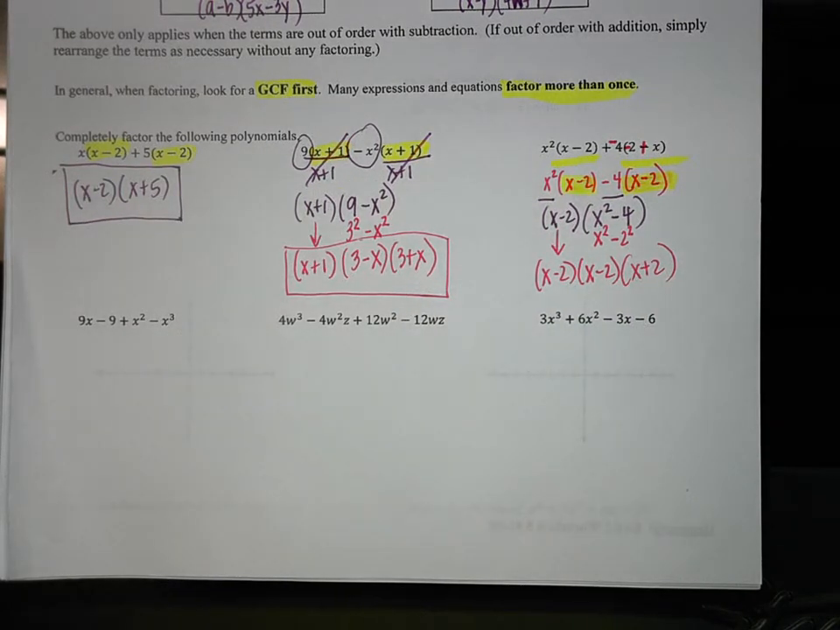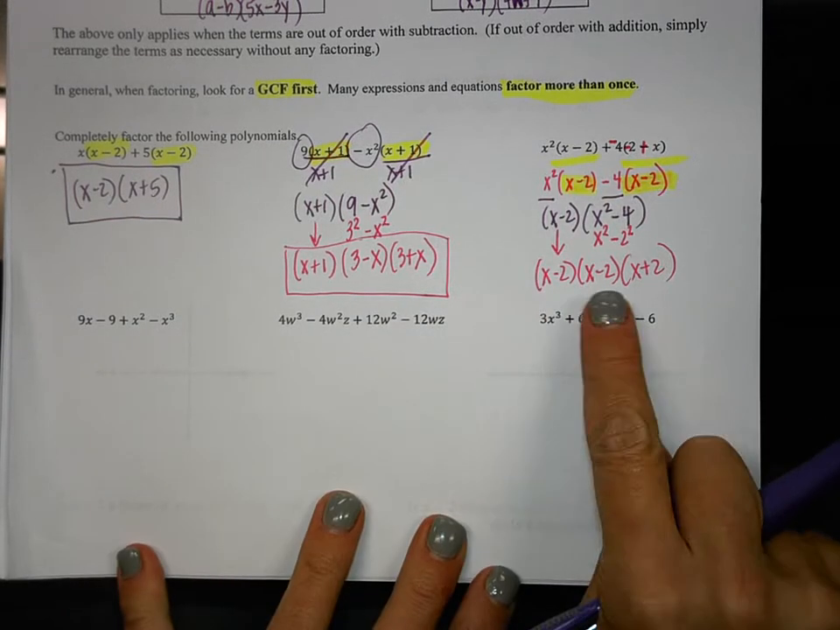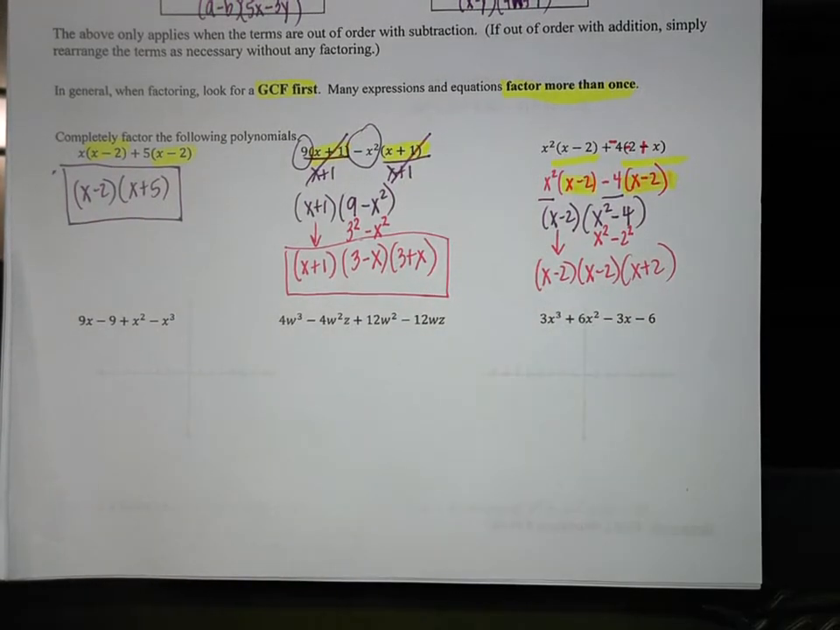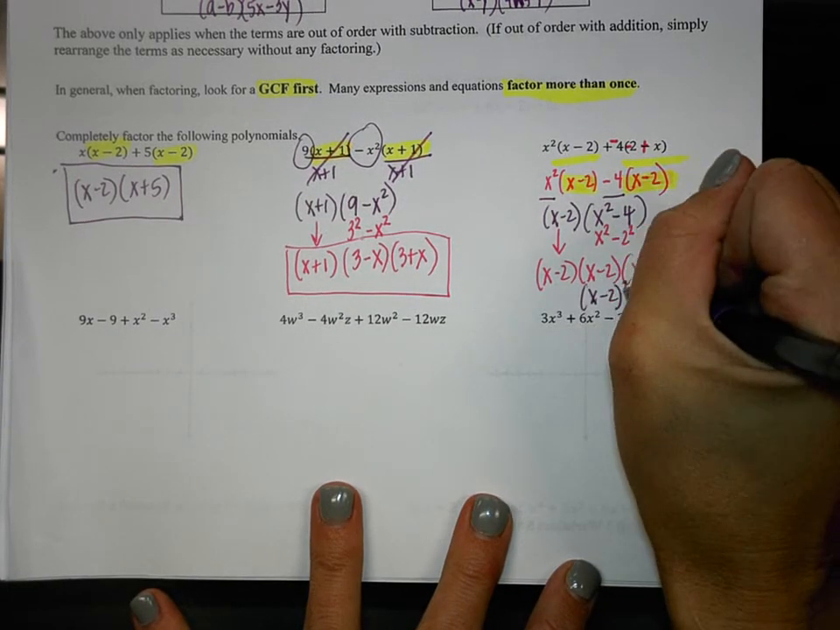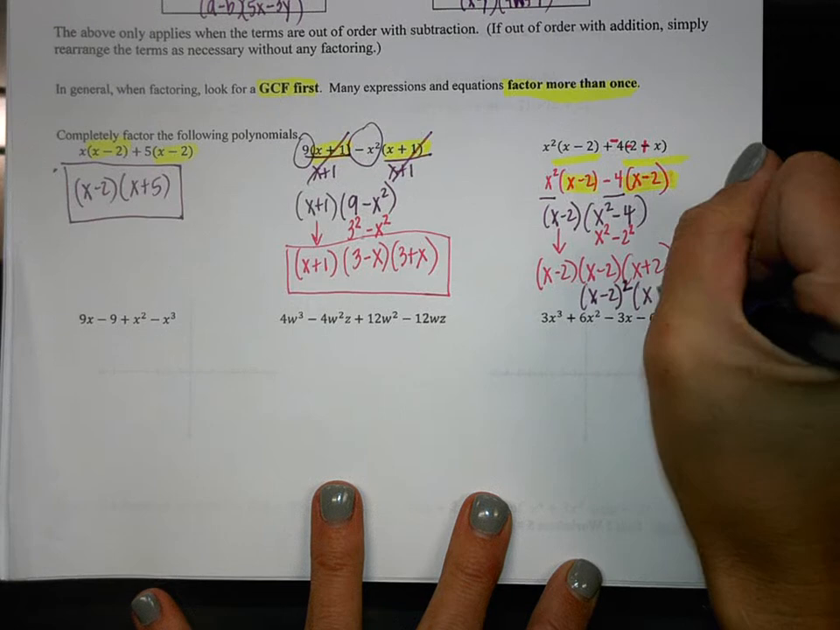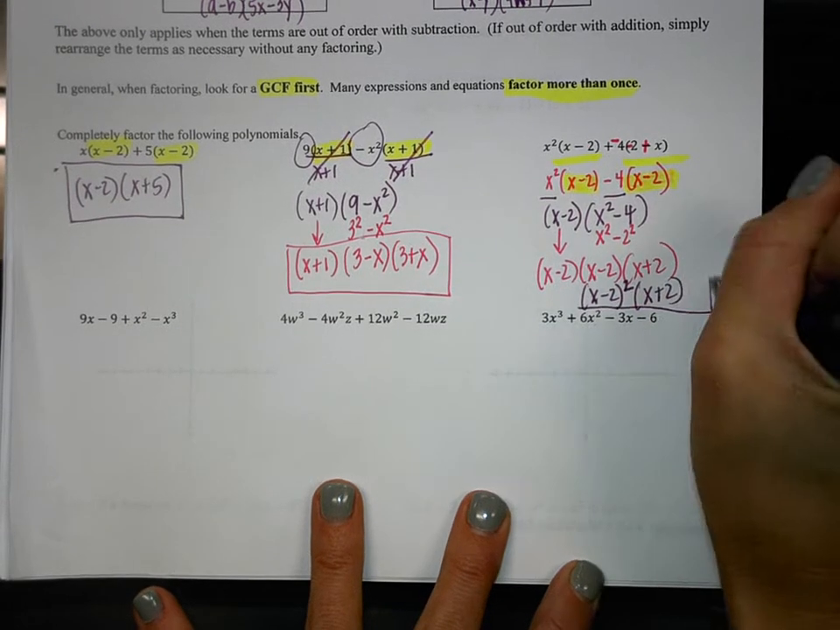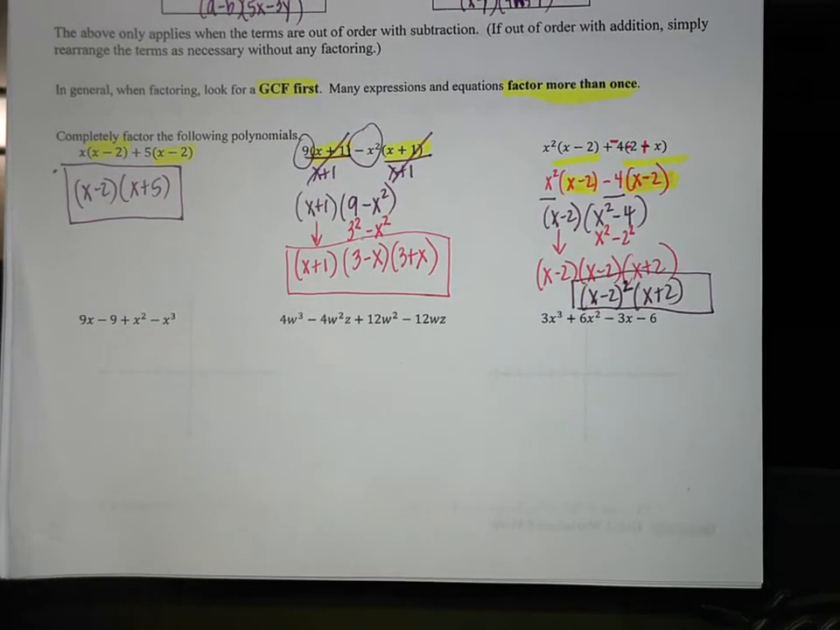What do you notice about this now? Exactly. We want to, since there are 2 x minus 2's, we want to write that as one term. And so we would write that as x minus 2 squared. And then we still have x plus 2. And that is our factored form. Any questions or clarification? Okay? All right, so we're going to keep going, keep practicing.